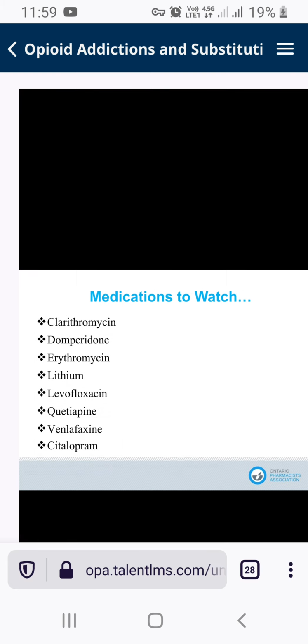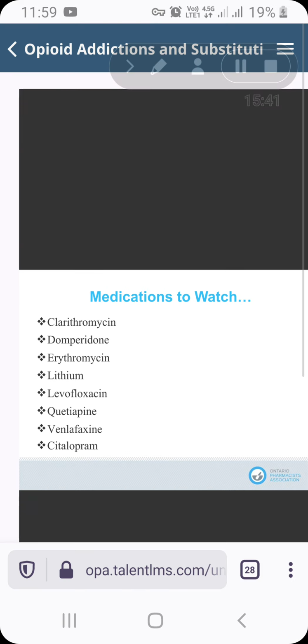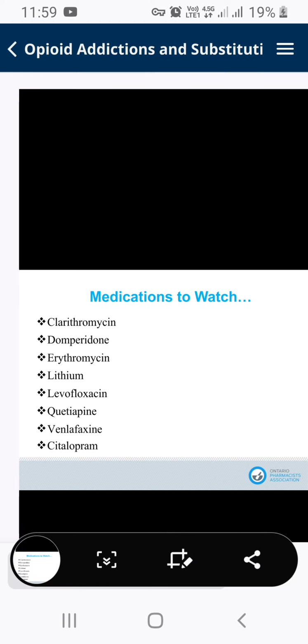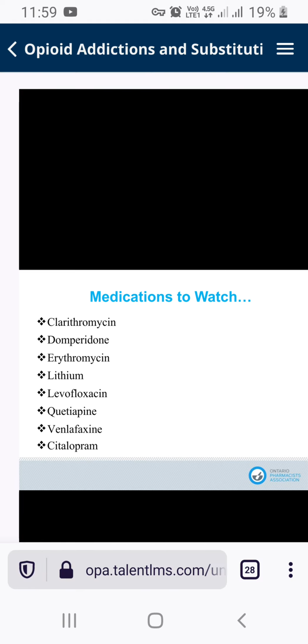What are some medications to watch for from that list? These are some that I've highlighted because they're a little more common in our people with addiction problems. And so you can see some things like quetiapine, citalopram, clarithromycin we have to be careful about because people go on antibiotics all the time, especially people who smoke and maybe have lung problems. So once again, we need to be cautious of this.